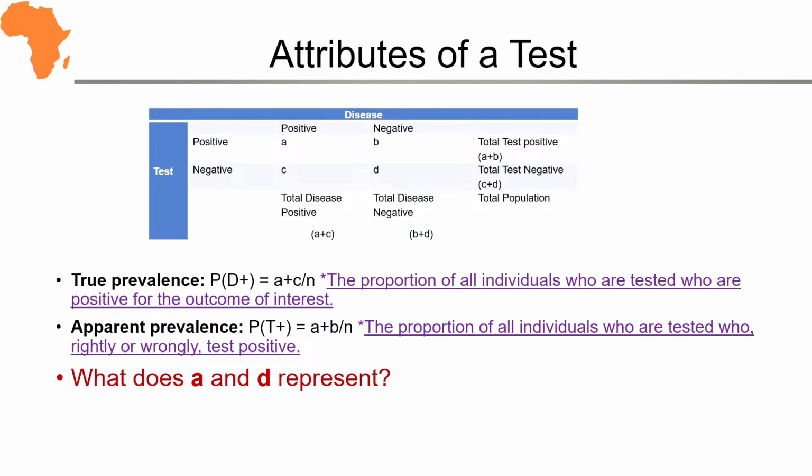On the rows, we have the test. Test positive is A and B, right? Test negative is C and D. Disease is the columns. Disease positive A and C. Disease negative B and D. I've put in a thing here about true prevalence and apparent prevalence. I think I shared this slide before, right? When you're discussing this, just to clear the stuff that is there. So the probability of testing of disease positive, the probability of disease test positive.